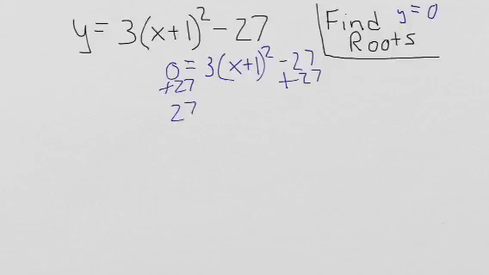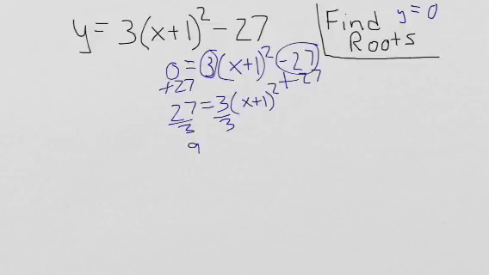So we get 27 equals 3 times x plus 1 squared. Then we still have stuff on the outside of the parentheses. Notice the 27 and the 3 were on the outside. So now we have to get rid of the 3. So we're going to divide by 3. That's going to leave us with 9 equals x plus 1 squared. Now we want to get rid of this squaring. To do that, remember, we have to square root.